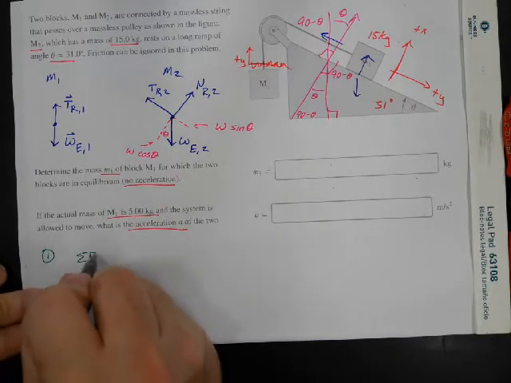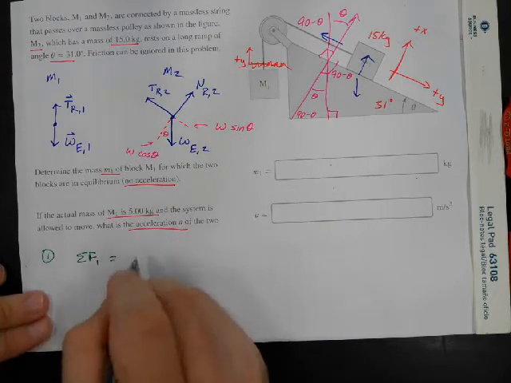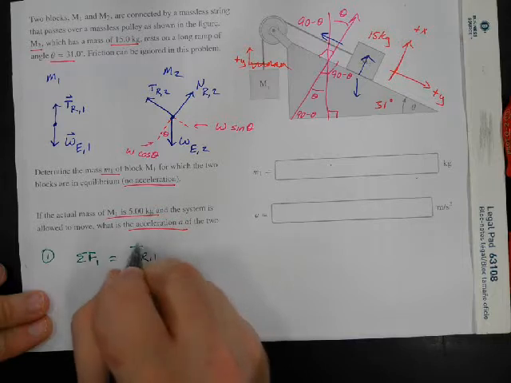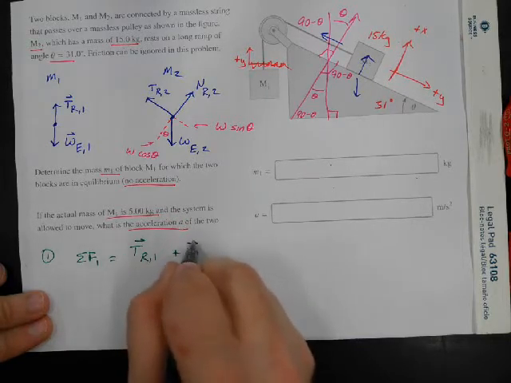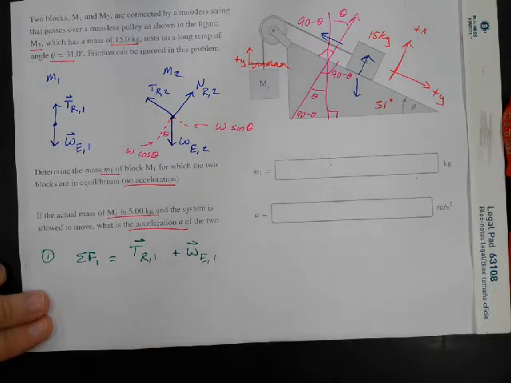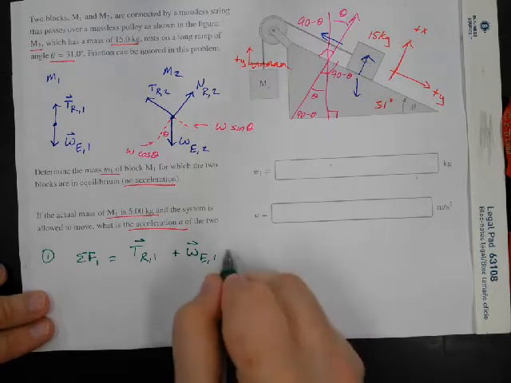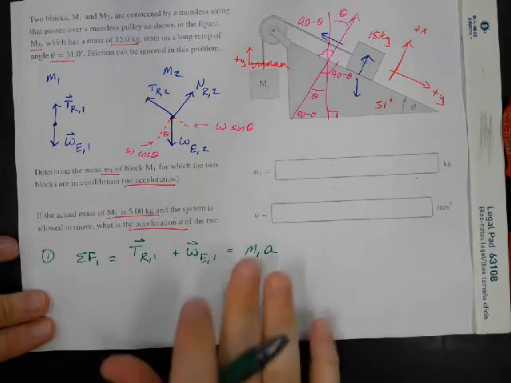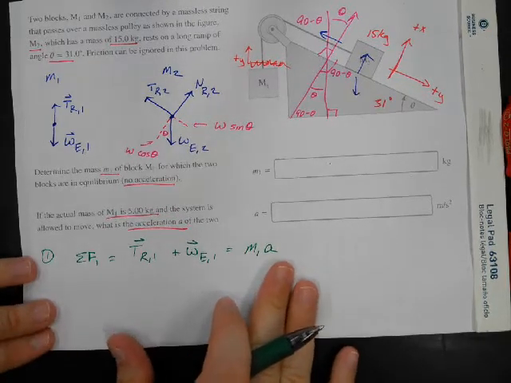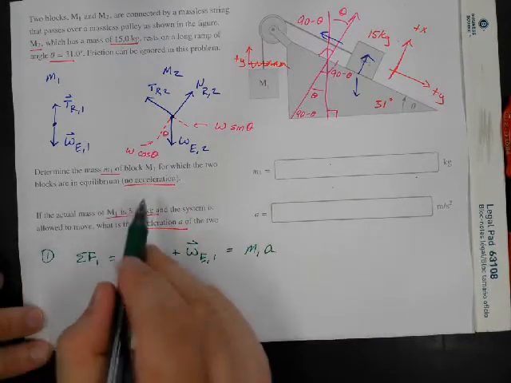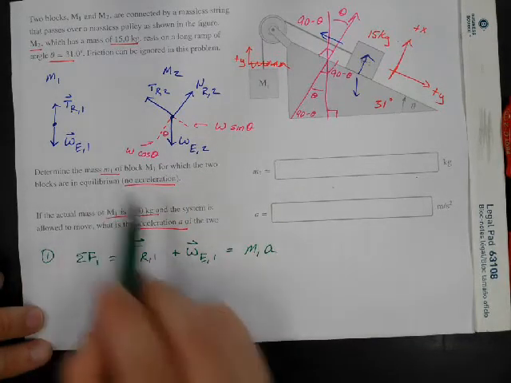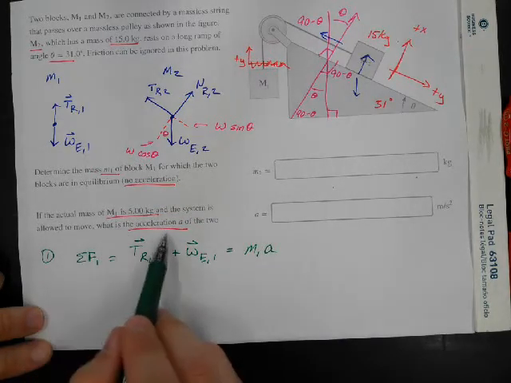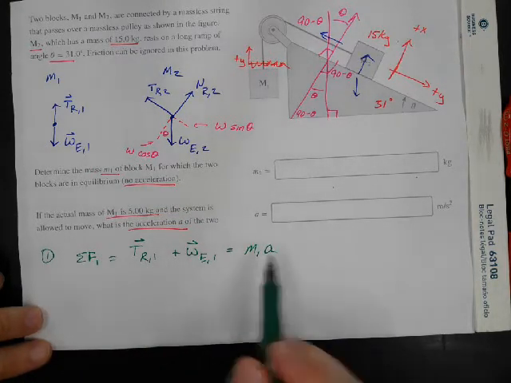The sum of the forces on block 1, in the upwards direction, we have the tension in the rope on 1 plus the weight of the earth pulling on block 1. That equals the mass of block 1 times the acceleration. And we'll leave that for the moment. When we go to try to solve for the mass, we'll take this to be 0. And then when we try to solve for the acceleration, we'll take this mass to be 5 kilograms.